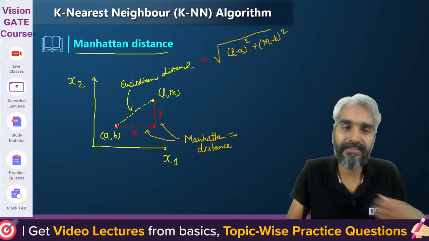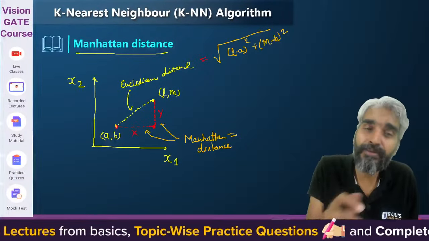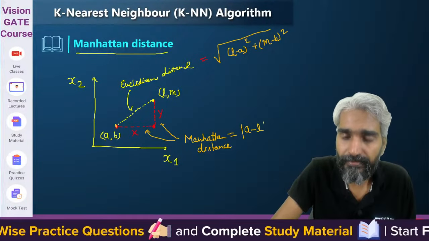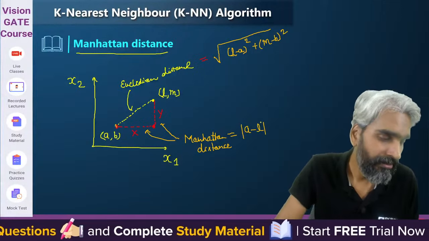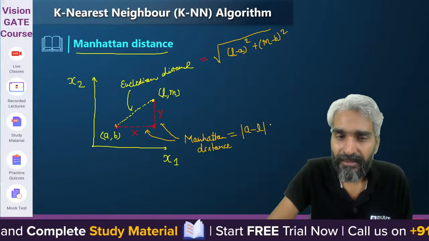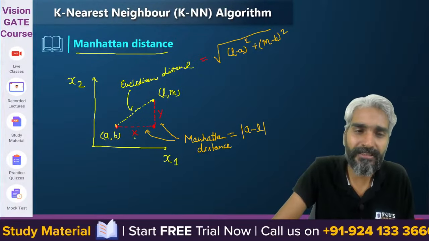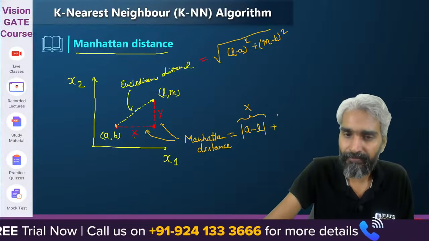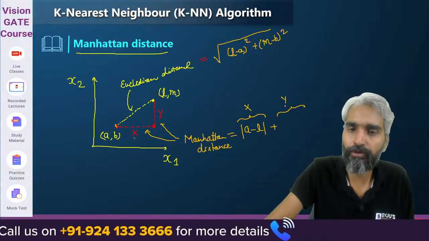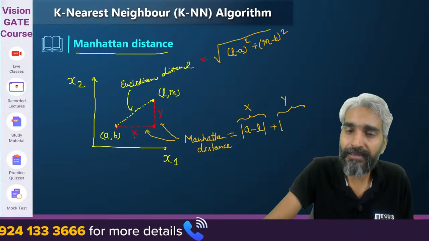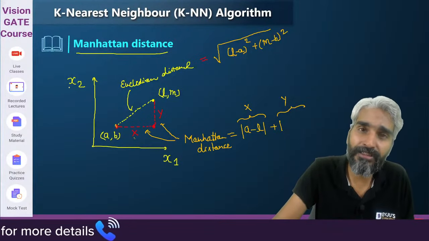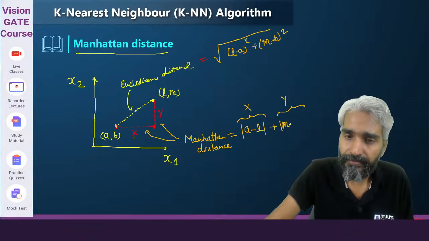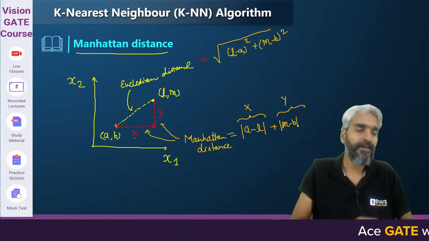If we talk about Manhattan distance, what is the distance in the x1 dimension? Sir, in the x1 dimension the distance is the mod of a minus L. This x, if you think of this, then this value is actually x plus y. What will be y? Sir, y will be nothing but the mod of the distance in the x2 dimension. This value is m, here this value is b, so it will be m minus b.